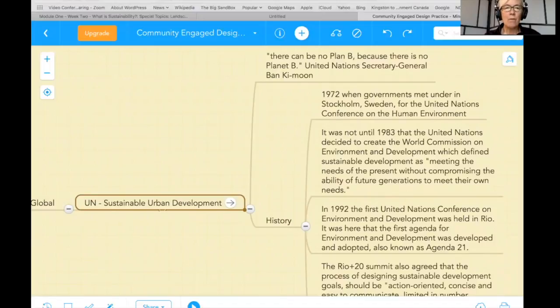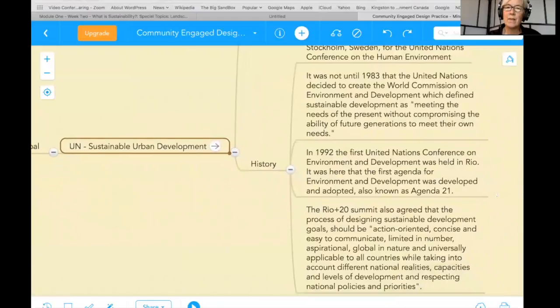But just quickly, an overview of how long this has been trying to get developed at the UN level. It was 1972 when the United Nations Conference on the Human Environment really began in terms of environmental issues. We'll go over that a little bit more when we get into the history of the city. But it wasn't until 1983 that the UN actually created a World Commission on Environment and Development. And really here, their definition of sustainable development is meeting the needs of the present without compromising the ability of future generations to meet their own needs.